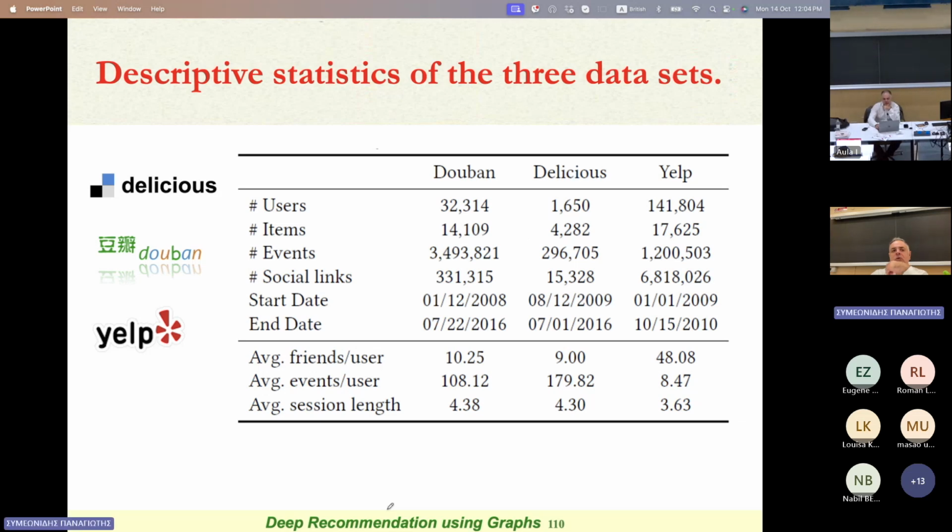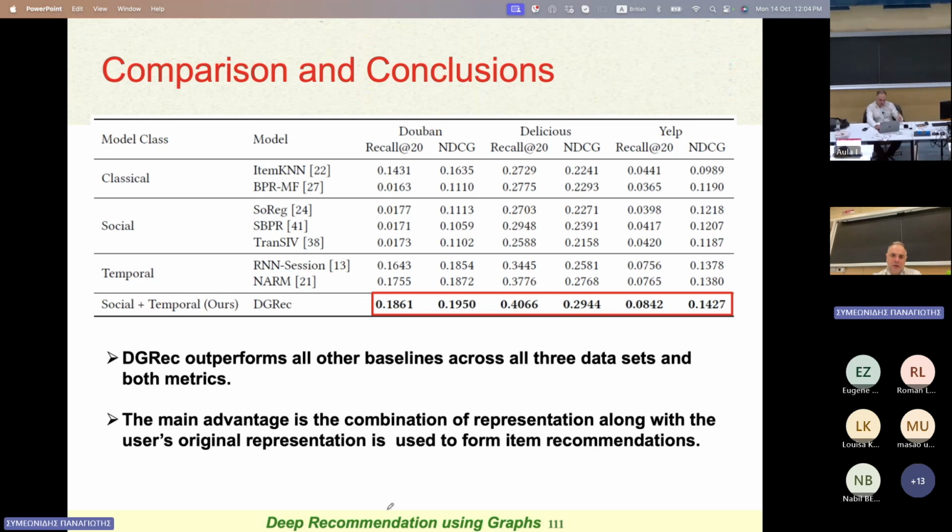So they ran experiments with Delicious, Douban, and Yelp, and they reported better results in terms of recall and normalized discounted cumulative gain. Okay, so you see here competitive methods, item KNN, Bayesian personalized ranking, recurrent neural networks.